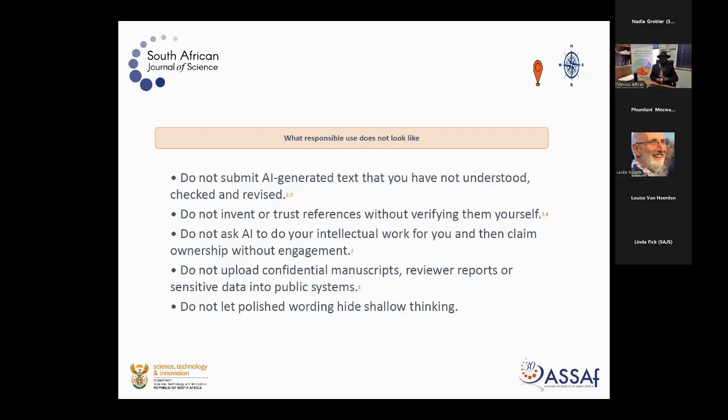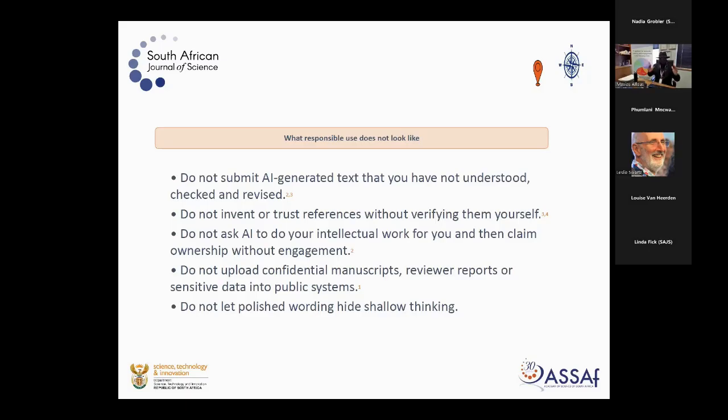Do not use AI to do all your intellectual work, or make claims of ownership or scholarship that you have not engaged with properly. And do not upload a confidential manuscript into a public platform. Also, do not let polished wording hide shallow thinking. Especially here, AI can make a weak argument look like an excellent idea. So make sure that you double check.